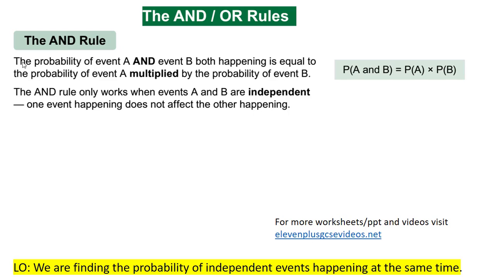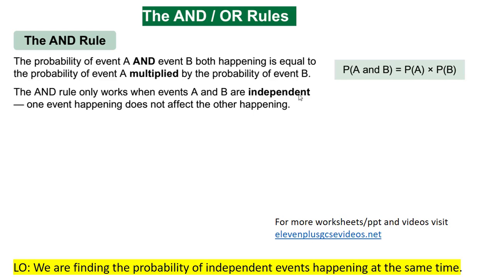Now, the probability of event A and event B both happening is equal to the probability of event A multiplied by the probability of event B. The AND rule only works when events A and B are independent. One event happening does not affect the other happening. So if you want to find the chance of two things happening at the same time, then you're going to basically just times their chances of happening separately.